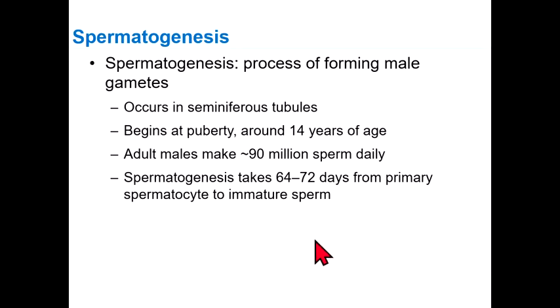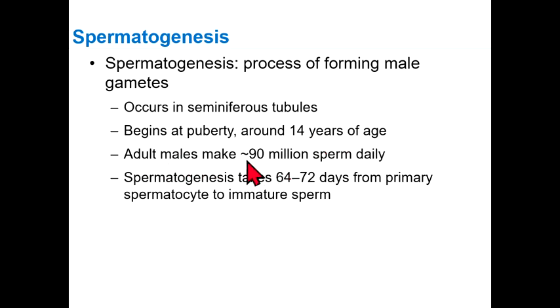The next part of the physiology section of the male reproductive system is spermatogenesis, which literally means forming sperm, which are the male gametes. And there's the definition right there. So we already know it occurs in the seminiferous tubules of the testes. It begins at puberty, which is around 14 years of age.